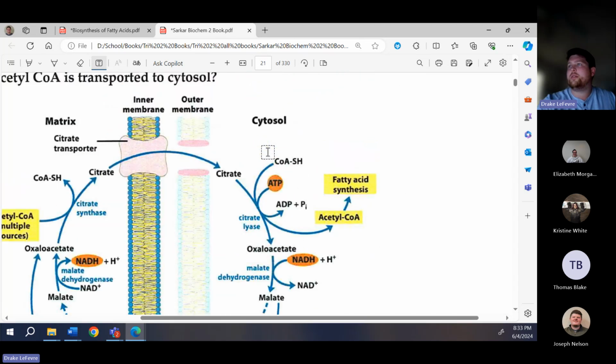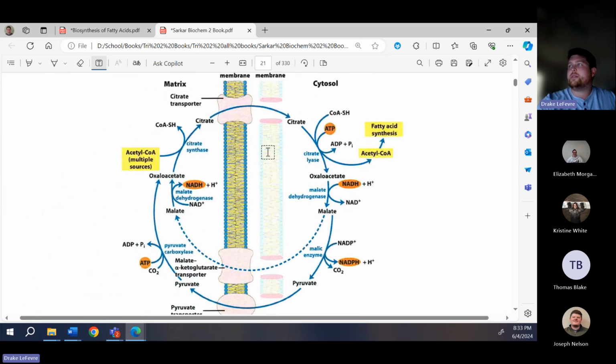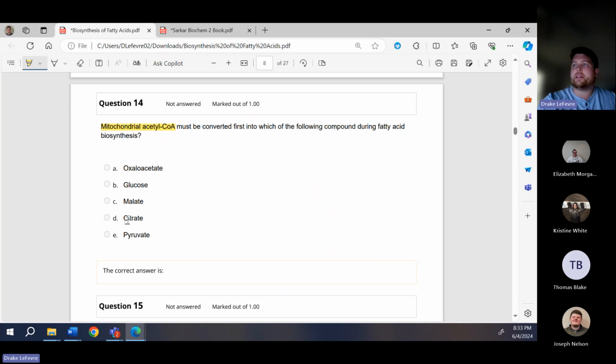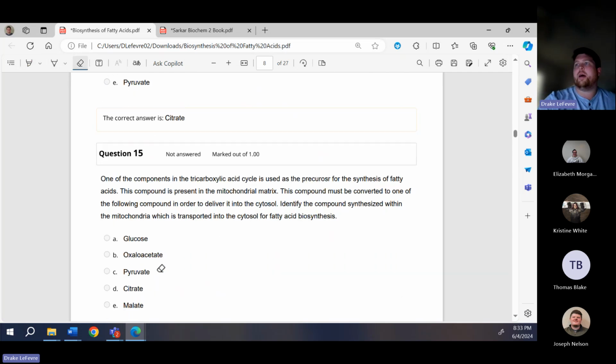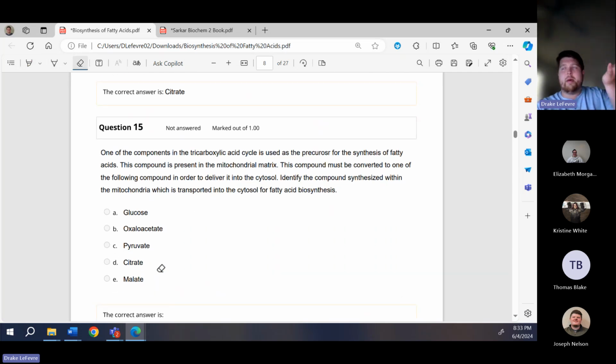So remember, we go citrate, oxaloacetate, malate. Malate can go directly through. Remember the malate aspartate shuttle, similar to that, or it can go to pyruvate and keep going through and come back around. A couple different options there, but yeah, citrate. It has to get turned into citrate so that it can make it through that membrane.